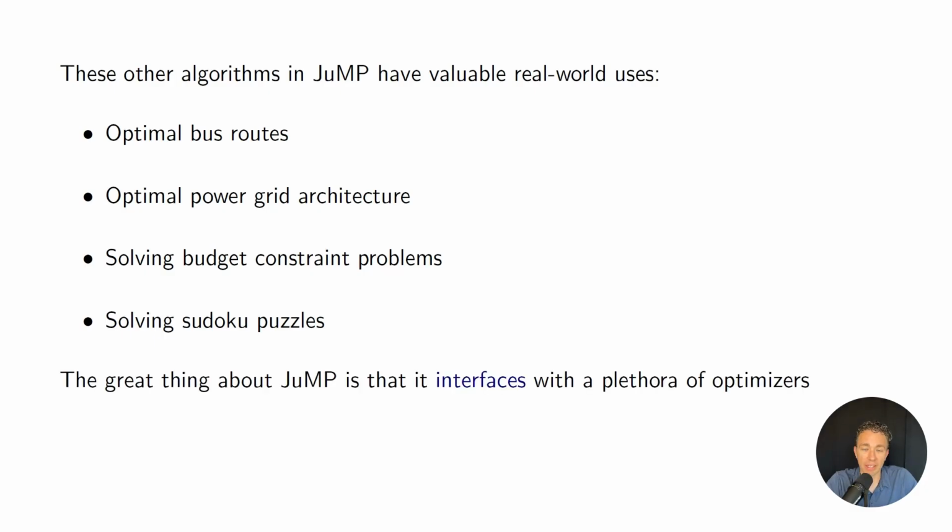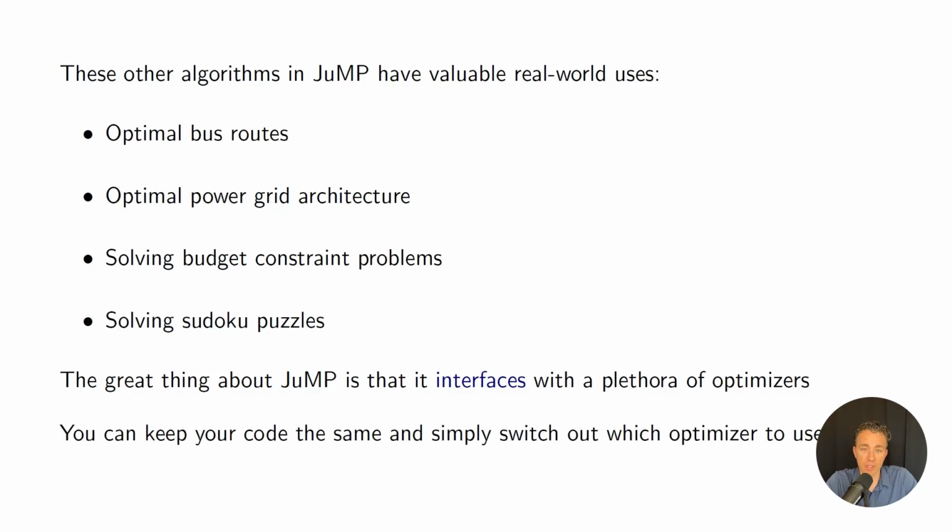And then again, the main feature of JuMP is that it can interface nicely with a bunch of different optimizers. And so you don't have to change your code if you want to use a different optimizer or a different algorithm. So this reduction in code switching can be a time saver and a headache saver.